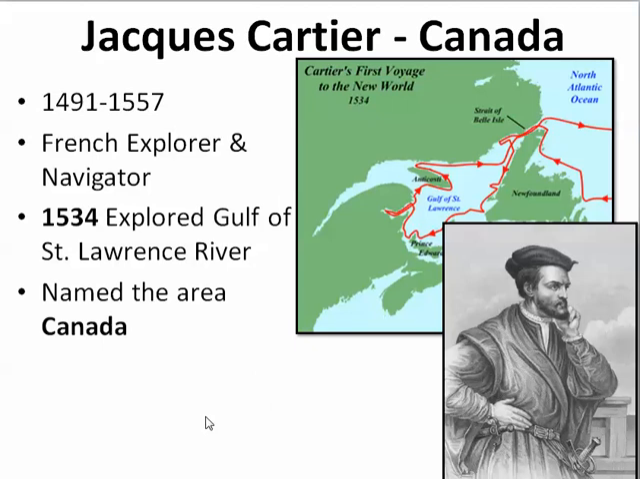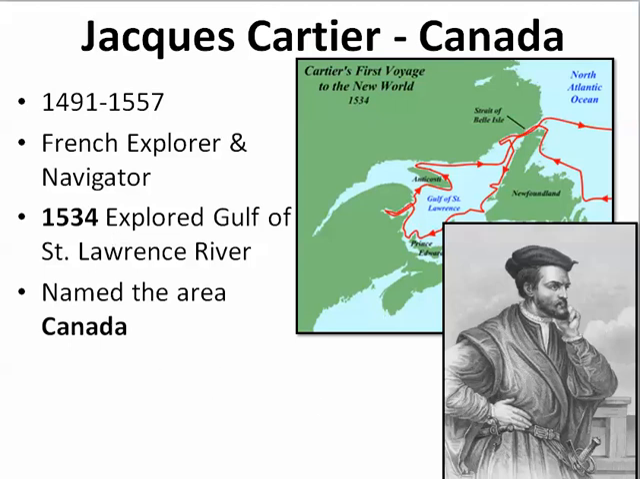Let's see. In 1534, a French explorer and navigator by the name of Jacques Cartier explored the Gulf of the St. Lawrence River. If we look here, here's the St. Lawrence River coming down here. We're going to take a closer look at it in a moment. But the Gulf of St. Lawrence, right around in this area, around Newfoundland here, the Strait of Belle Isle. He comes in here on his first voyage in 1534 and looks around this area. He's going to name this area Canada. That's Jacques Cartier in the 16th century, in 1534.